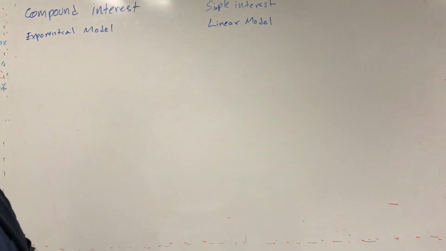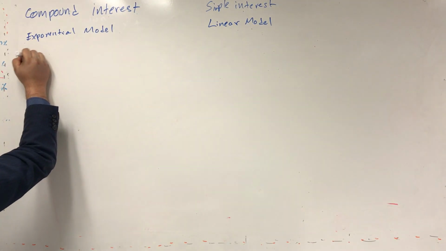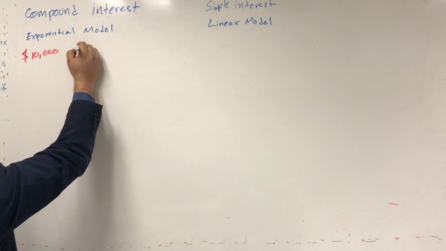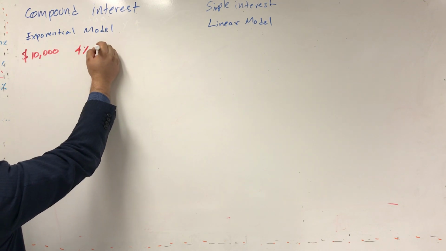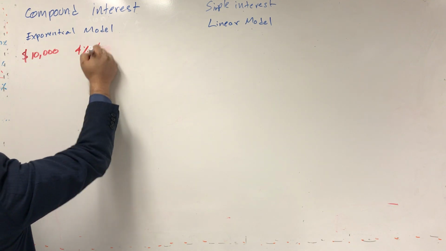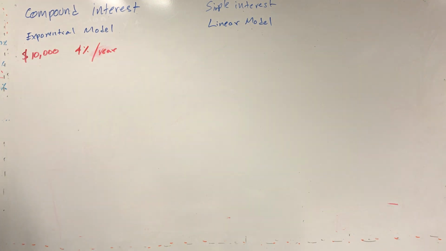Let's say that I have an investment of $10,000. I will start with $10,000, and they offer me 4% annually. Let's see how it works in the linear model using the simple interest.